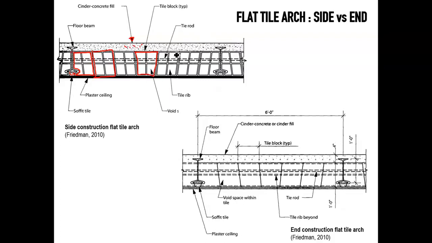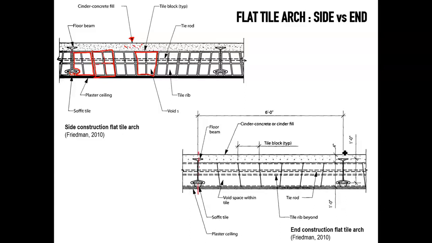Now, this is the so-called end construction or side construction, which basically means that the stiffeners or the ribs of each one of the clay tiles are running parallel or in the same direction as the beams. Another system instead is still using the same material, so clay tiles, but with the ribs running perpendicular to the direction of the floor beams.